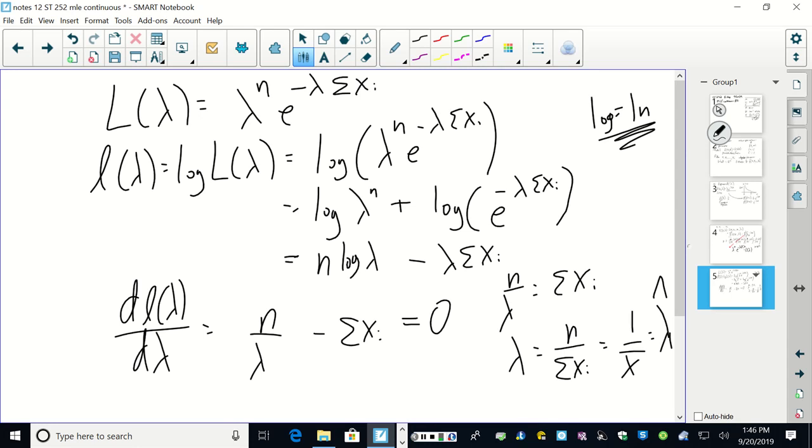And so that's how we get that estimator in that case. After we talk about, so Wednesday, Friday next week, we'll talk about properties. This is a good estimator. What's nice about it?